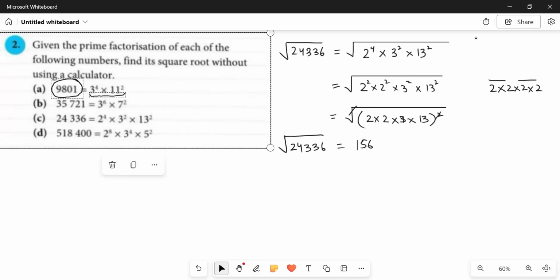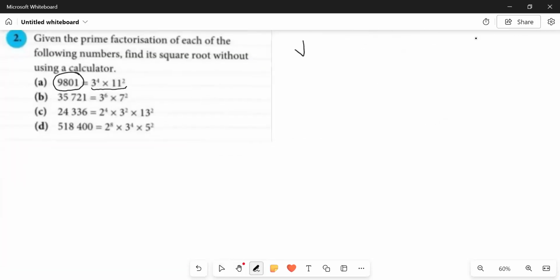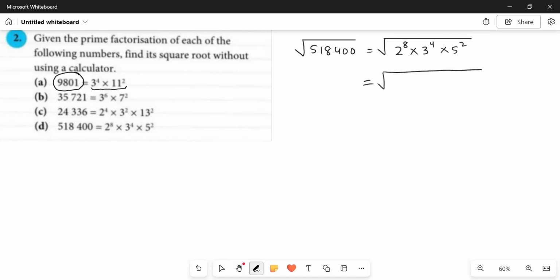Next, we have the last part of this question. Let's see what to do in this one. It is 518,400. And then 2 raised to power 8 multiply by 3 raised to power 4 multiply by 5 raised to power square. It means we have 4 pairs of 2, right? We can write it down as 2 raised to power 4 into 2 pairs of 3. 3 raised to power 4 means 2 pairs of 3. That is 3 square into 1 pair of 5. So 5 would remain same.